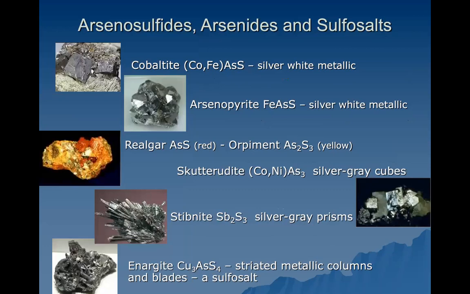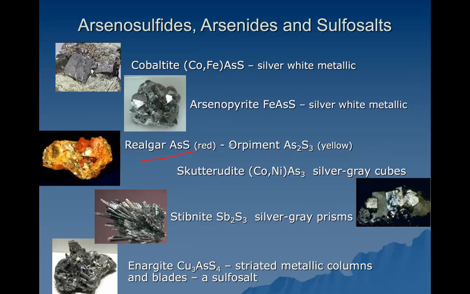So several more rare compounds are there, which we can consider as industrial minerals: arsenosulfides, arsenides, and sulfur salts. Arsenosulfides, arsenides, and sulfur salts, right? Cobaltite. Cobaltite is a cobalt and iron bearing arsenic sulfide, arsenosulfide, right? Then arsenopyrite. Arsenopyrite is there.